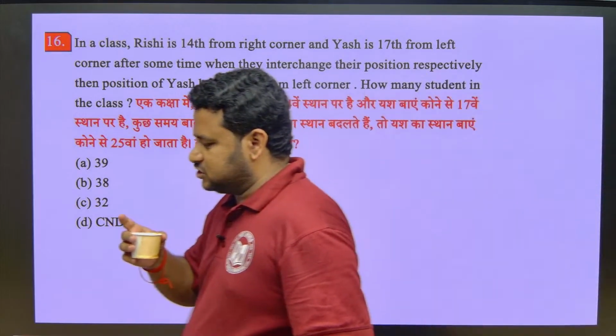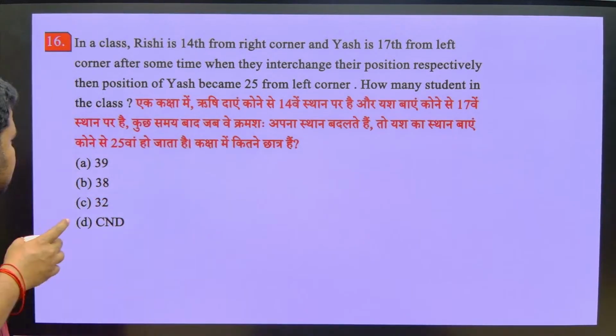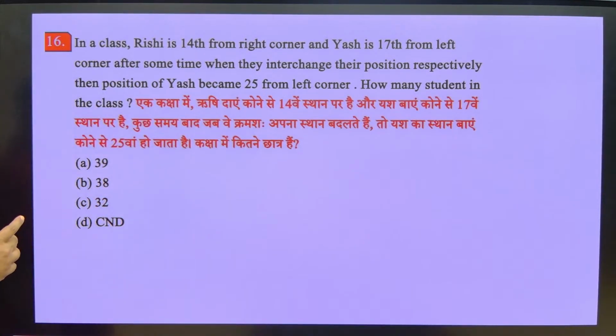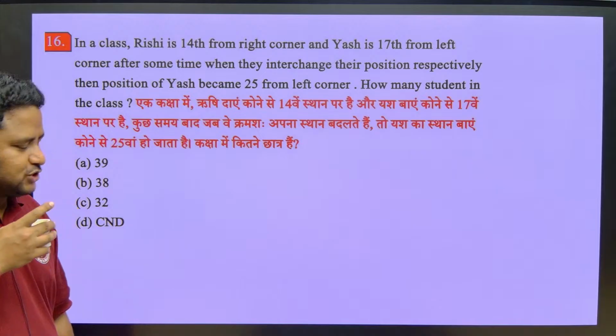What is the question they are telling? Rishi is 14 from the right corner and Yash is 17 from the left corner. After some time they interchange their position respectively. Then the position of Yash became 25th from the left corner. How many students are there in the class?